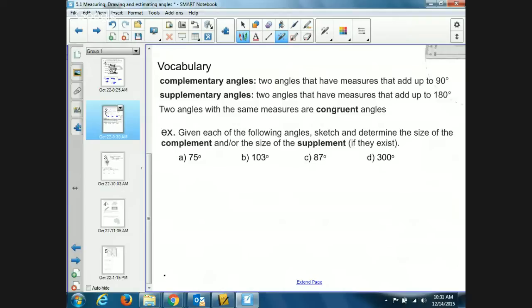Given each of the following angles, sketch and determine. Sketch means you don't necessarily have to draw it precisely, but just have a good approximation. And determine the size of the complement and, if you can, the supplement. Sometimes you can have one and not the other. Sometimes you can have both. So 75 degrees here.